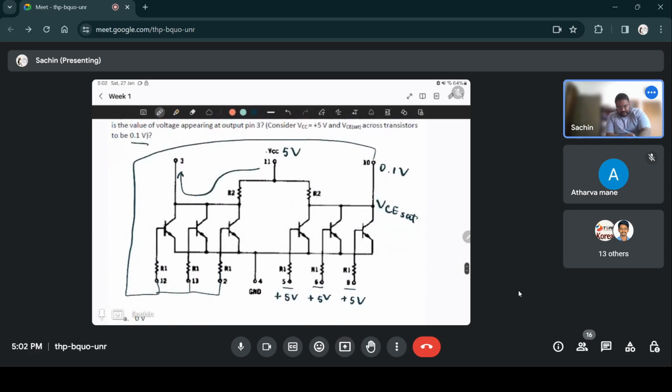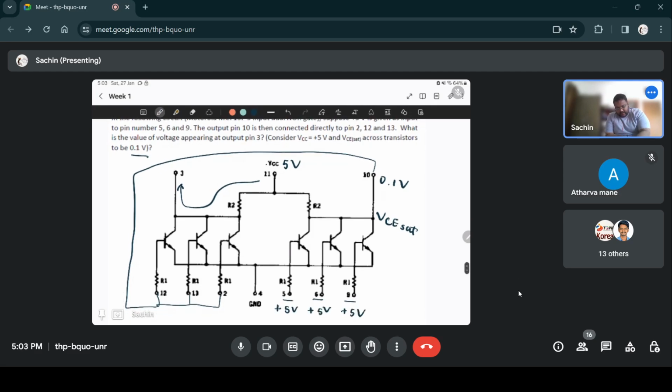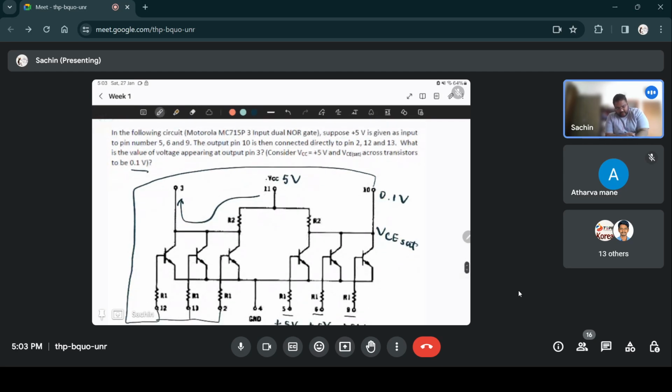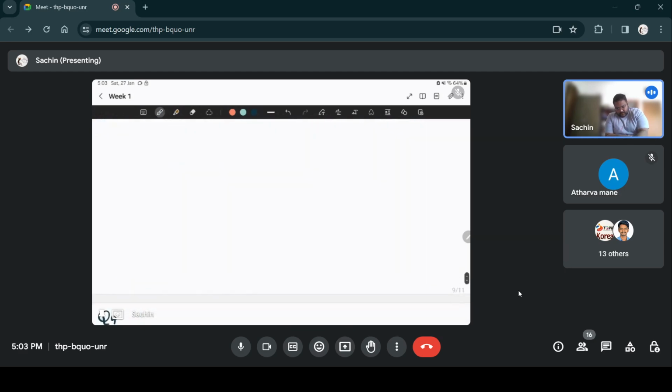Or you can just think that these 5, 6 and 9 form the inputs for the first NOR gate. Since all of them are high, output will be low. So that is given at output pin 10. That is fed to the input pins 2, 13, 12 for the second NOR gate. So all the inputs to the second NOR gate are low. Since they're all low, NOR logic will give you an output high. Output high will be 5 volts in this circuit. Okay.